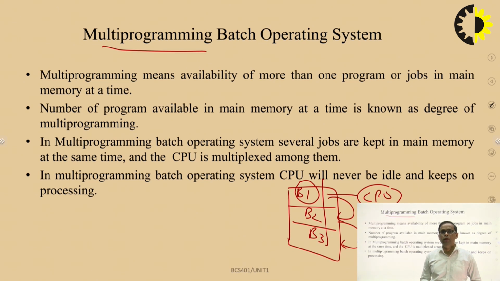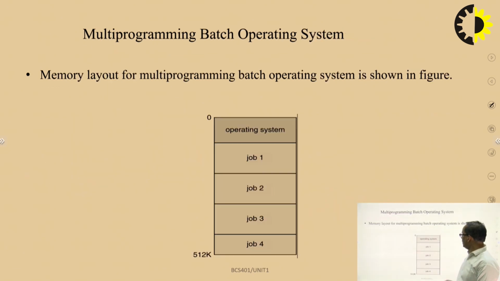So the objective of multi-programming is to increase the utilization of the CPU, and the number of programs or batches available at a particular instant of time in main memory is known as the degree of multi-programming. In a multi-programming environment, multiple jobs are available in main memory. So when the processor completes the execution of the first job, the next job is available. It doesn't wait for the availability of the next job in main memory. So this is multi-programming.